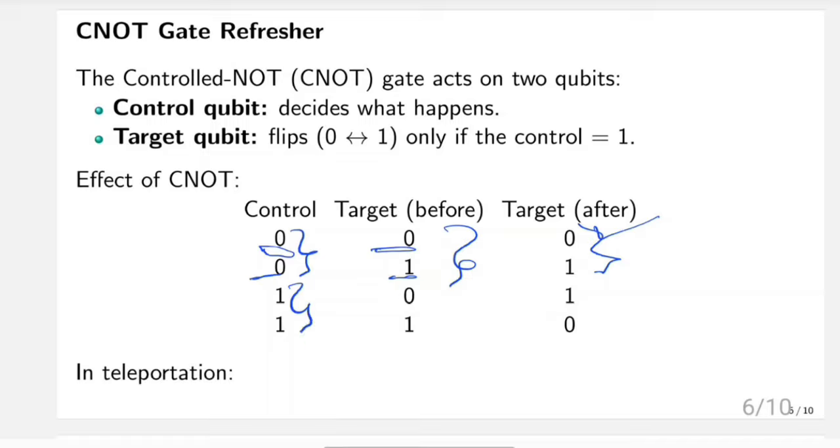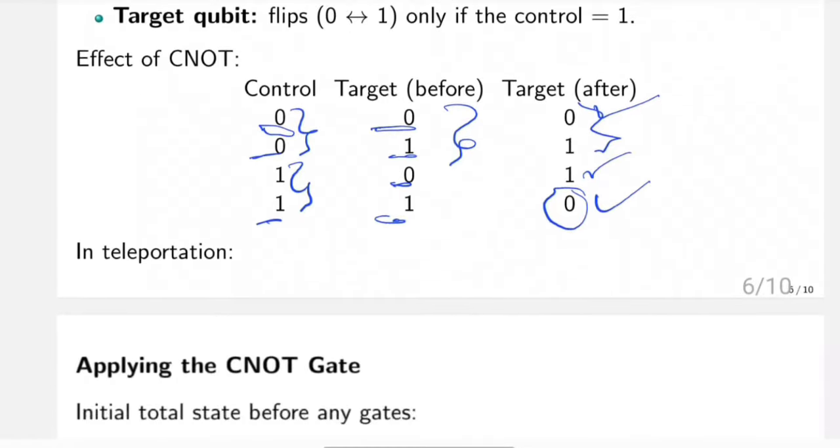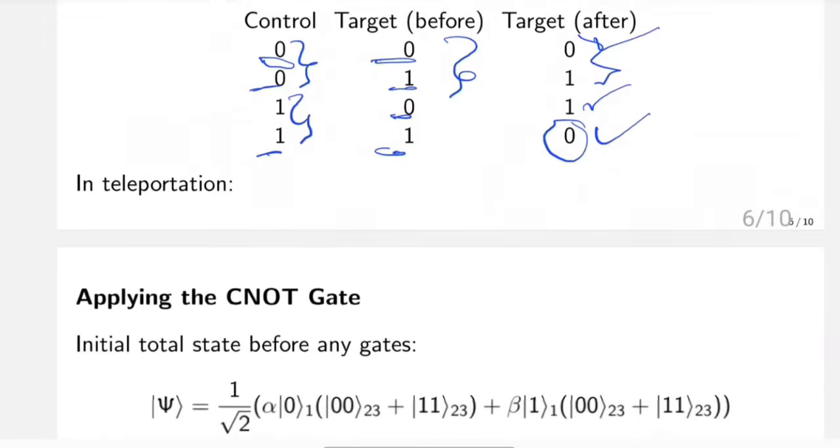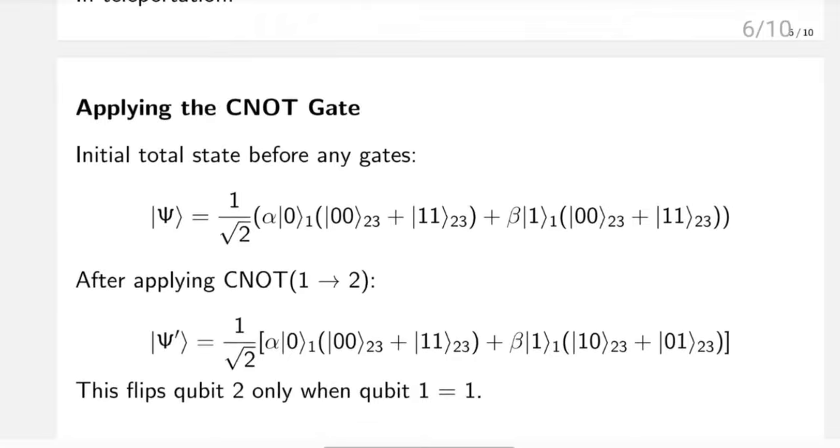Now please look here, control is 1, target is 0 and target becomes 1 after applying the CNOT. If control is 1 and target is 1, after applying CNOT, target will be flipped. So that is how control and target qubits work in teleportation or in quantum gate operations. So now we are applying the CNOT. So we are applying for first qubit, second qubit, again first qubit, second qubit, first qubit, second qubit.